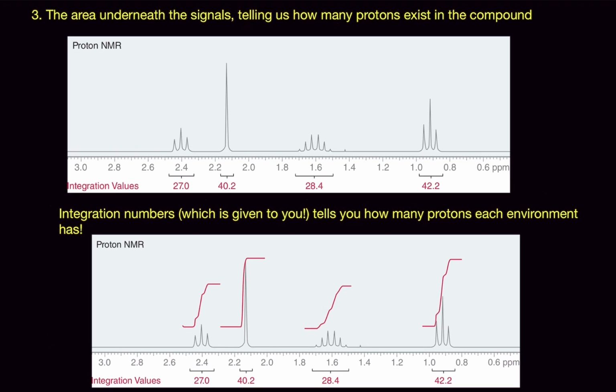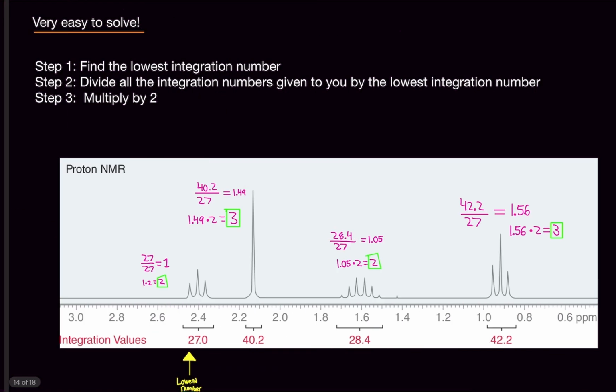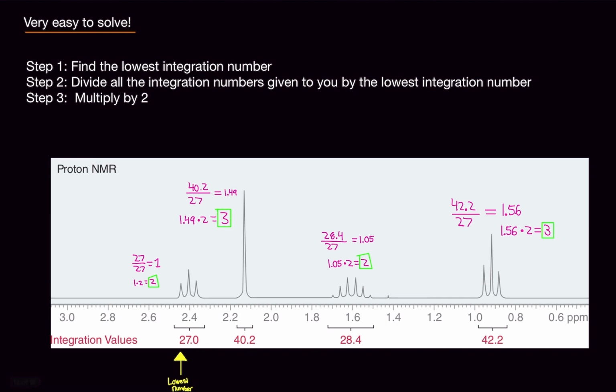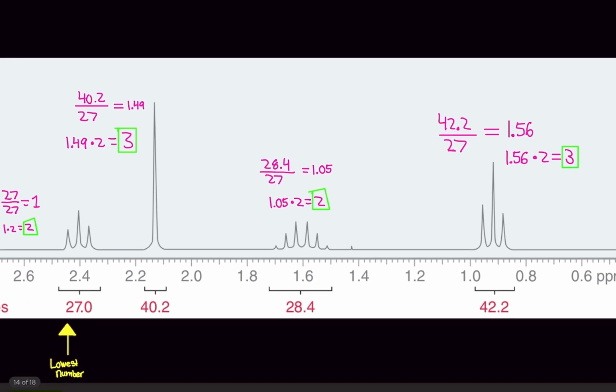Here's how you do it. You use the integration values that they give to you. It's very, very easy to solve. All you need to do is find the lowest integration number, divide all the integration numbers given by that lowest integration number you found, and then multiply by 2. So let's do that. Here, ignore everything else.